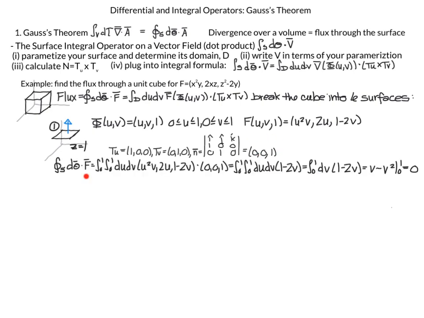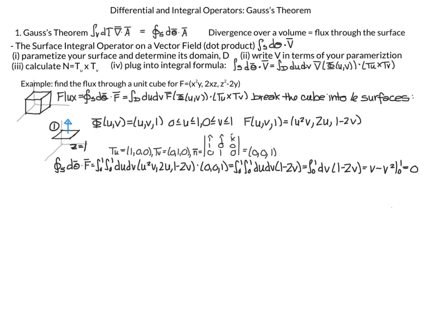And now I'm ready to plug into my formula. I have my double integral. Both u and v go from 0 to 1. And then I have my function composed of my parameterization. That's u squared v, 2u, 1 minus 2v. And I dot it with my normal, 0, 0, 1. So I have 0 plus 0 plus 1 minus 2v.